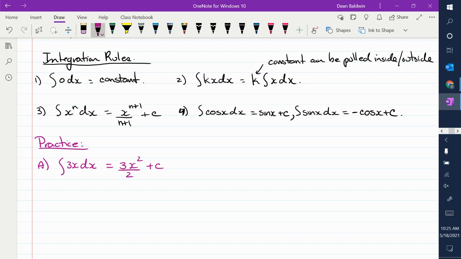No, 3 is a constant. So we essentially are ignoring it and pulling it out, okay? You only add it to the exponent on the variable.